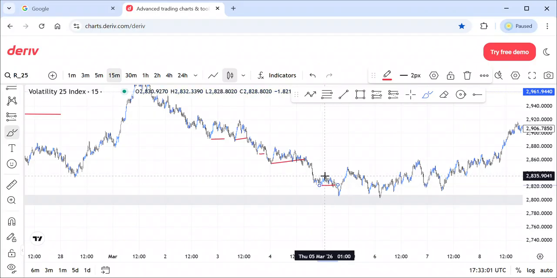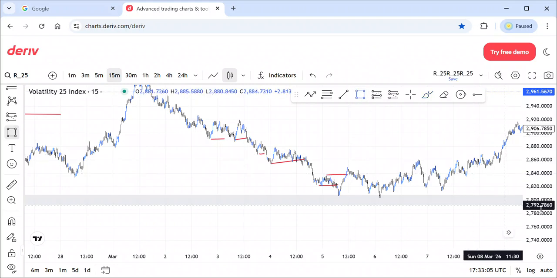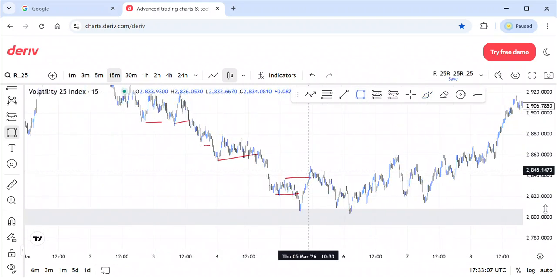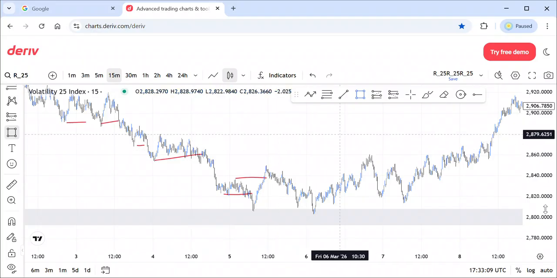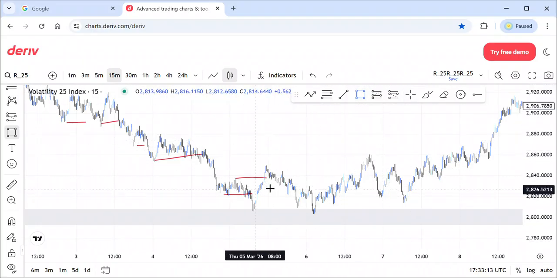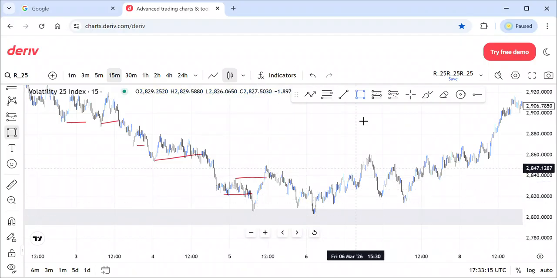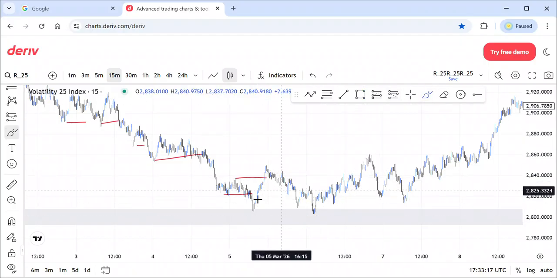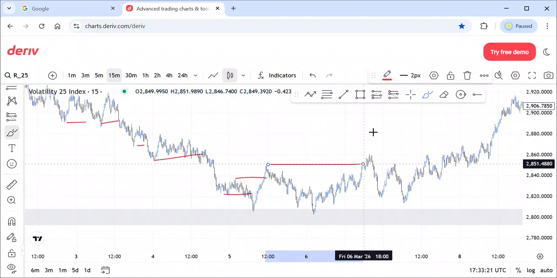What happened? Market swept out this high. I see that one as a liquidity sweep anyway. So market swept out that high as a liquidity sweep. Then immediately market literally made a pullback. Then after that pullback, we have this breakout to the upside.